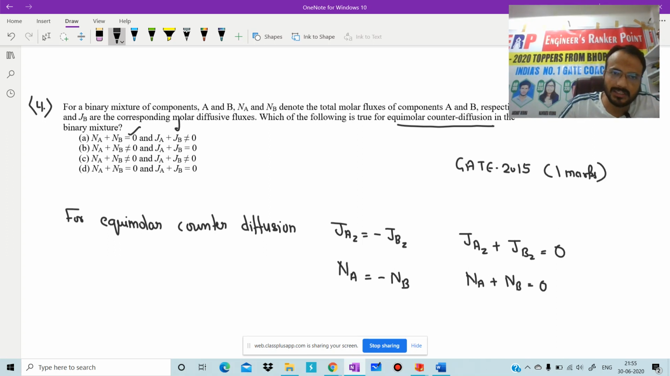The first option is wrong. The second one is absolutely wrong. The third one is also wrong. So the right answer is D. 1 mark, easy marks. If you know all these concepts, you don't need to directly mug up the formula, that's why we derived this equation.